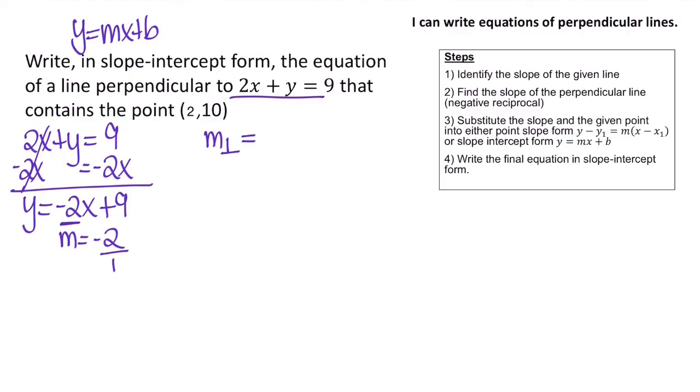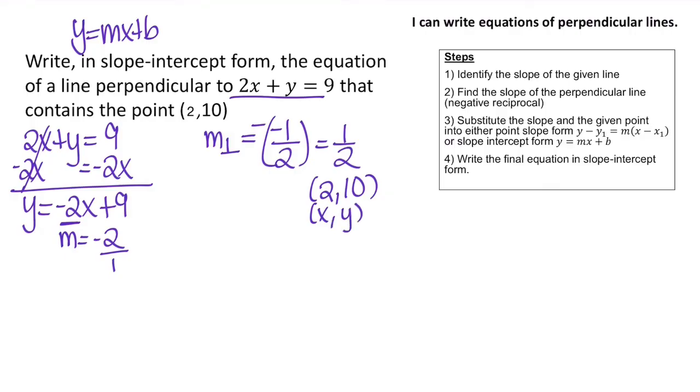So we're going to take that negative 2 over 1 and flip it, so it's negative 1 over 2, and then we make it negative. So negative of negative 1 over 2 is 1 over 2. So we're going to use this slope and now this point (2, 10), which is x, y, to write the equation of the line.